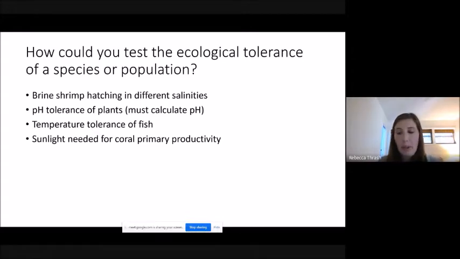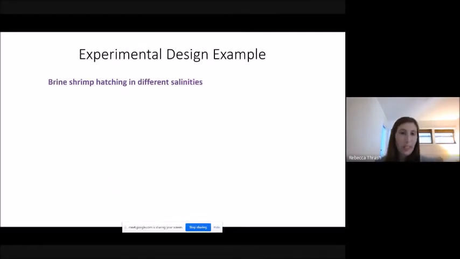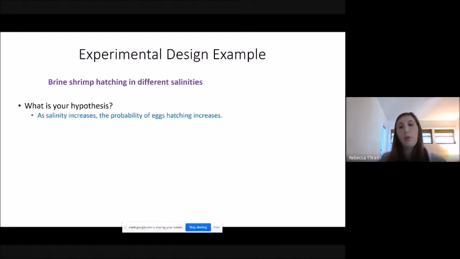So what you need to remember about this are the aspects of really good experimental design. Let's go through an example. Say we take the brine shrimp hatching in different salinities, and on a free response question, they ask you to design an experiment that tests the brine shrimp's ability to do this. Well, the first thing you're going to want to identify is your hypothesis. So brine shrimp, brine, salty, they are going to hatch more frequently in higher salinities, probably. So as salinity increases, the probability of egg hatching increases as well.